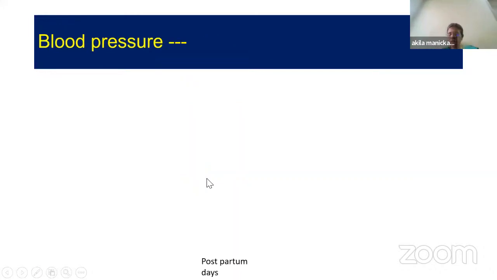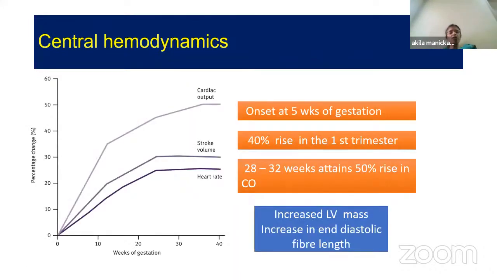What is the implication of this increase in cardiac output? The maximum increase in cardiac output occurs at 32 weeks of pregnancy. This increase in cardiac output is primarily brought about by, as I already told you, an increase in left ventricular mass. In addition, the plasma volume also increases, as told before. So both of these contribute to an increase in end diastolic fiber length. The blood volume increases by 40%, so the preload to the heart increases, and whenever the preload increases, the end diastolic fiber length increases, which ultimately results in an increase in cardiac output. So it is both the contractility and the increase in end diastolic fiber length that ultimately improve your cardiac output.